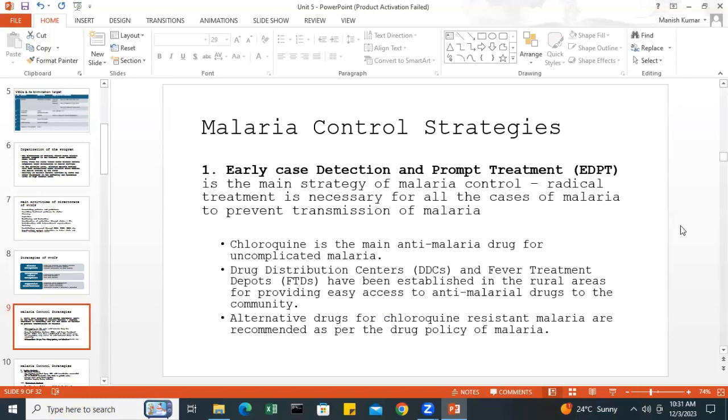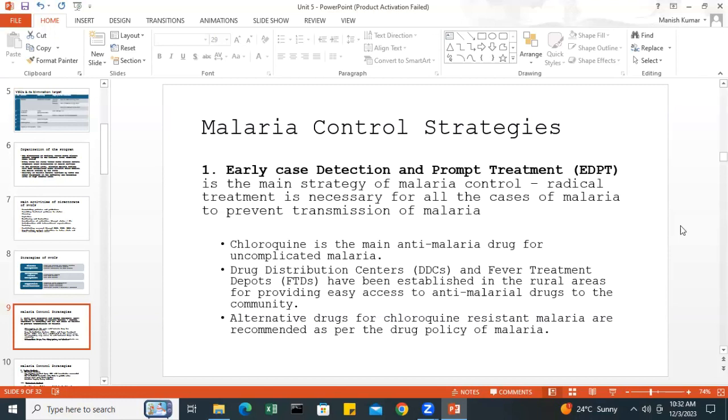Chloroquine is the main anti-malarial drug used for uncomplicated cases. There should be a drug distribution center established in those areas, and fever treatment depots ensured, so that people can easily access anti-malarial drugs within the community and don't have to go far to get those medicines. As I said, it should be done in health camp mode, where a health team goes to the cluster where cases are coming, starts screening, and based on the identification starts drug distribution there.